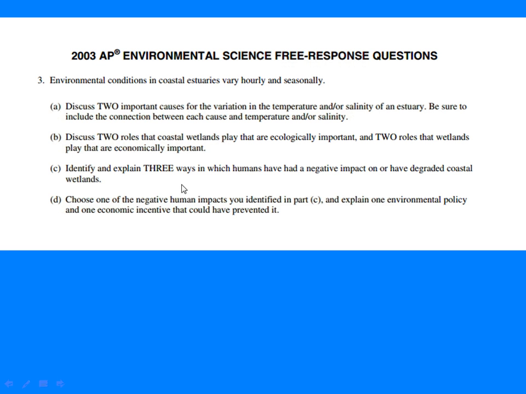For letter C, it says identify and explain 3 ways. So we're going to identify and explain 3 ways which humans have had a negative impact on or have degraded coastal wetlands. And then for letter D, choose 1 negative human impact that you had identified in C, and explain 1 environmental policy and 1 economic incentive that could have prevented it. So again, we're looking at these E words, environmental and economic. It's really important to differentiate between them.